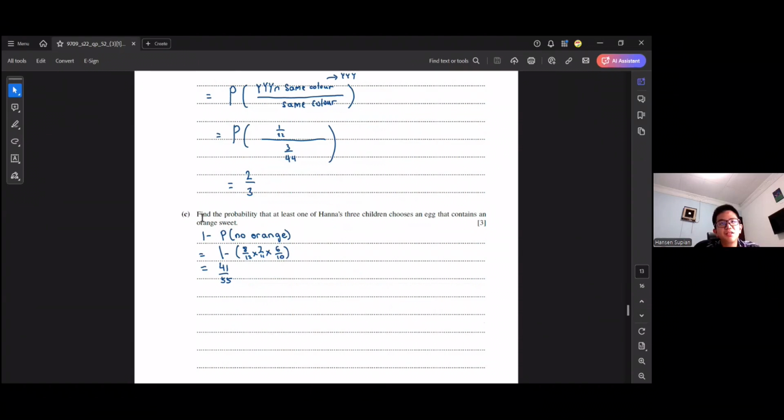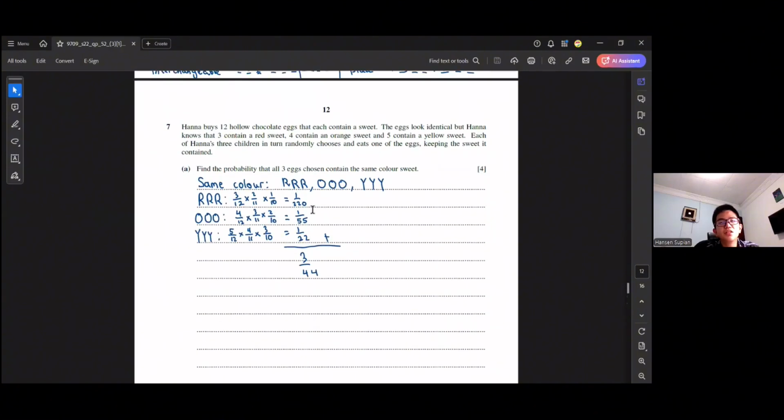Then for letter C, find the probability that at least one of Hannah's 3 children chooses an egg that contains an orange sweet. I prefer the easier solution. There are a few solutions, but I prefer the easier one. So we can just use 1 minus the probability of no orange. If there is no orange, that means it's only RRR and YYY. So there are 3 and 5, so there are 8 sweets that are not orange.